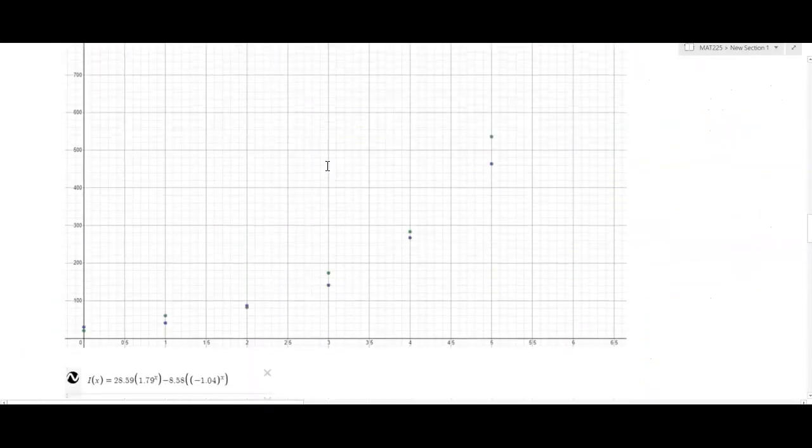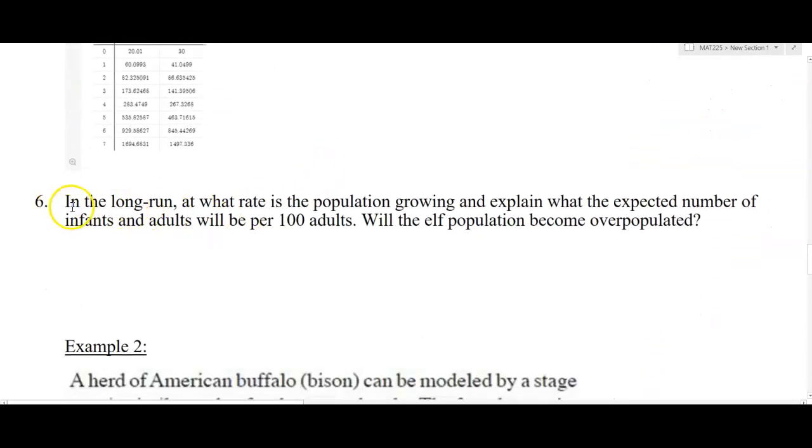And so the conclusion that we want to draw is, in the long run, at what rate is the population growing, and explain what the expected number of infants and adults will be per 100 adults. Will the elf population become overpopulated? So let's see what happens here.